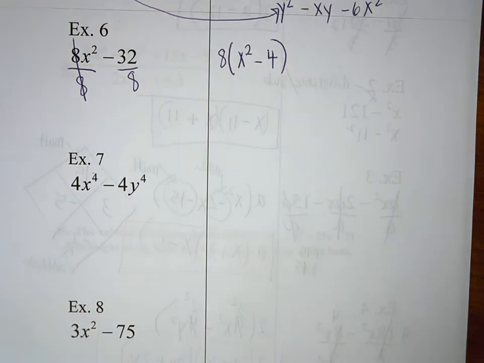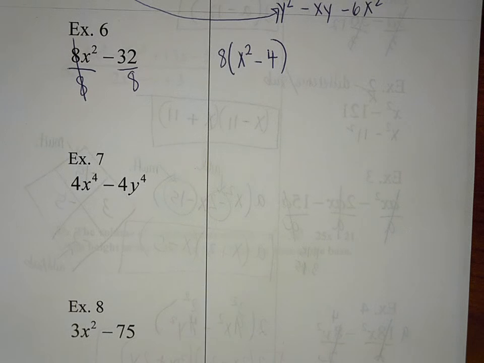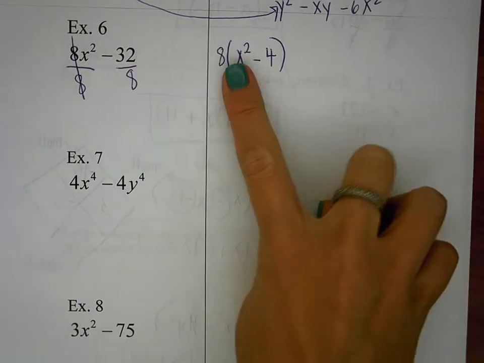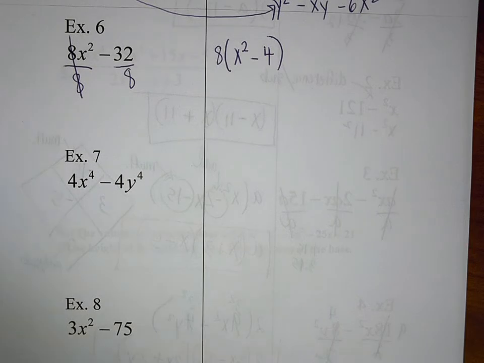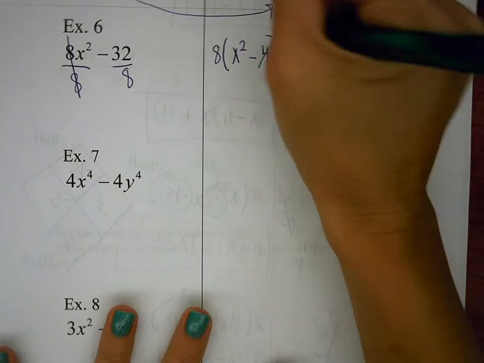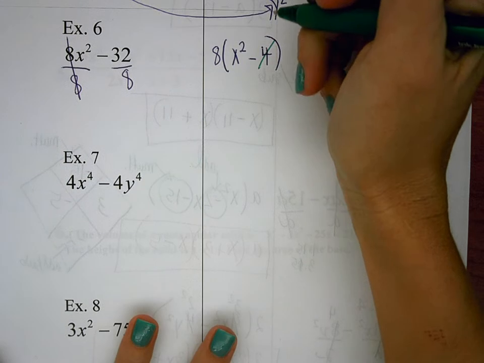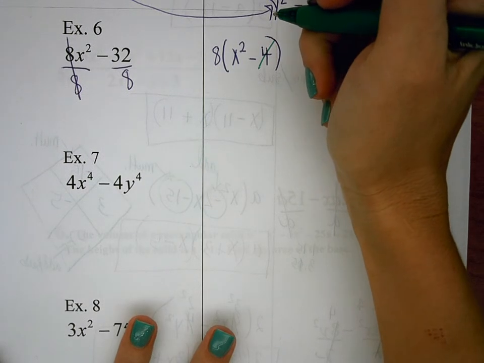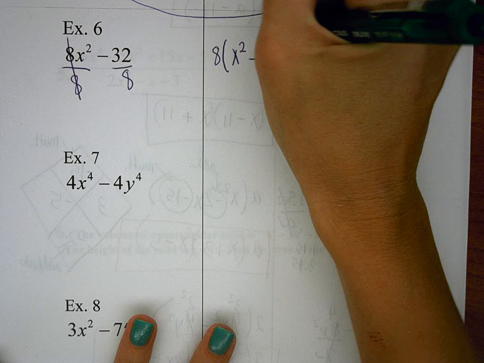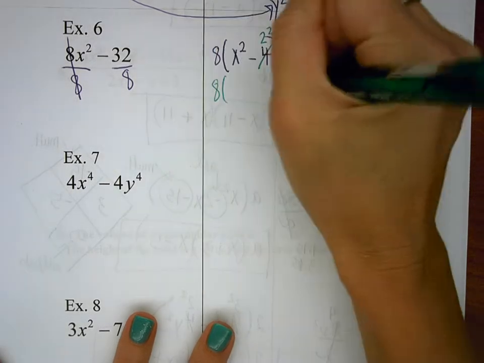Now, there are just 2 terms. Whenever you have 2 terms, you want to check, is it a difference of squares? This is already written as a square. Can 4 be written as a square? Yes. What is 4 written as a square? 2 squared. Thank you. So we have 8, and then we're making 2 parentheses.